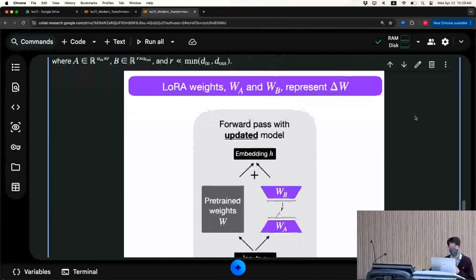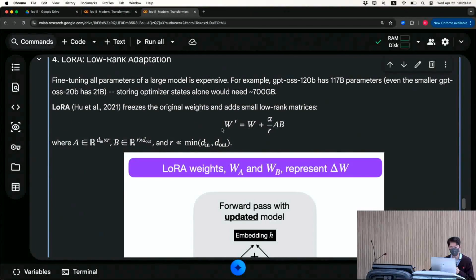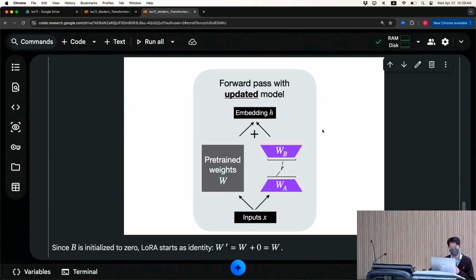Okay, so pictorially, input comes in. For the forward pass, we're going to matrix multiply with W prime, which is adding the pre-trained weight W plus some constant times low-rank matrix AB. We do the forward pass with W prime. Backward pass, we only backprop through matrices A and B. And this number R is very, very small.